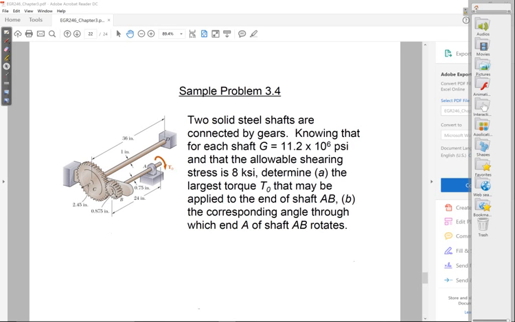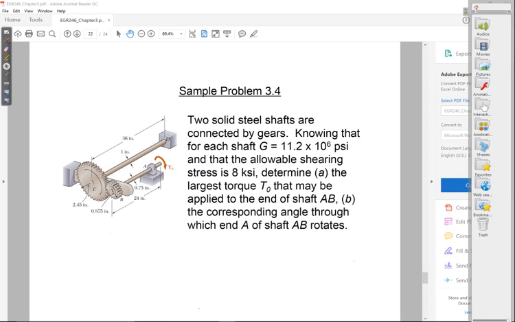The second thing is, you have to be able to take a look at this and tell me exactly what's going on with end A. Meaning, when they ask for the angle through which end A rotates, you are not looking for just the deformation that exists in shaft AB. So what I mean by that is this. Shaft AB is free at one end. The other end is hooked to gear C, and then C is part of shaft CD that's fixed at D.